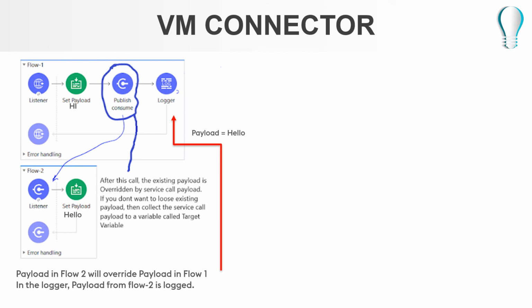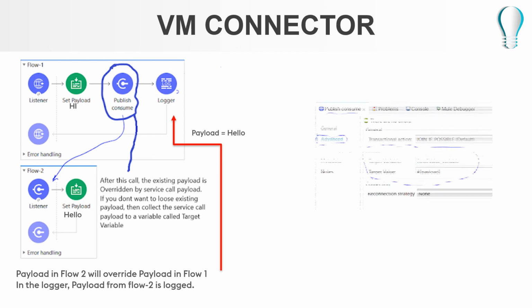If it is just publish, then whatever you do here won't be seen, since it is not a synchronous call. And here in the logger, if you print payload, you will see hi. So in the exam, keep an eye on whether it is publish consume or only publish. In the certification exam, usually you get questions like you're adding one to your payload. So here you have set payload to one, then you are adding to it here and then you are coming back.